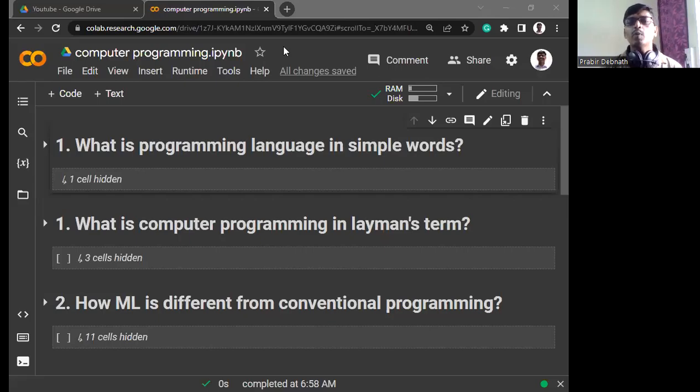So far we have discussed what is data or experience set, what is the role of a data scientist, what is machine learning, what is artificial intelligence. But how is ML different from conventional programming? What is computer programming in layman's terms? What is a programming language in simple words?